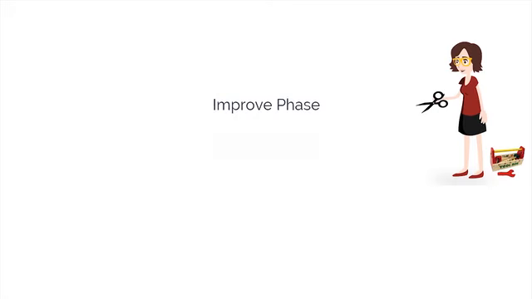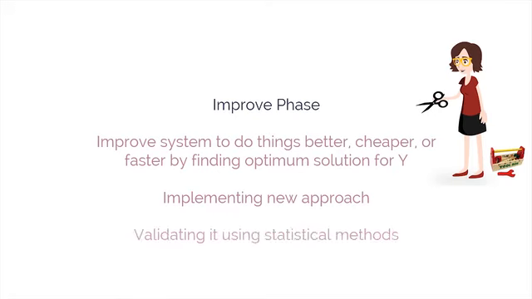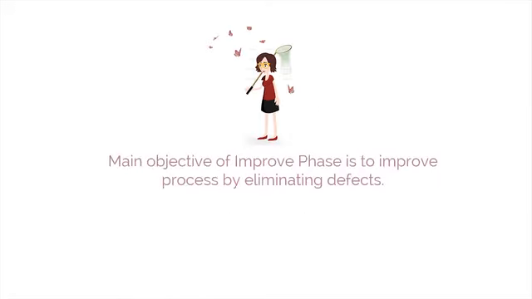The improve phase of Six Sigma is used to improve the system to do things better, cheaper, and more rapidly by finding the optimum solution for why, implementing the new approach, and validating it using statistical methods. The main objective of the improve phase is to improve the process by eliminating defects.